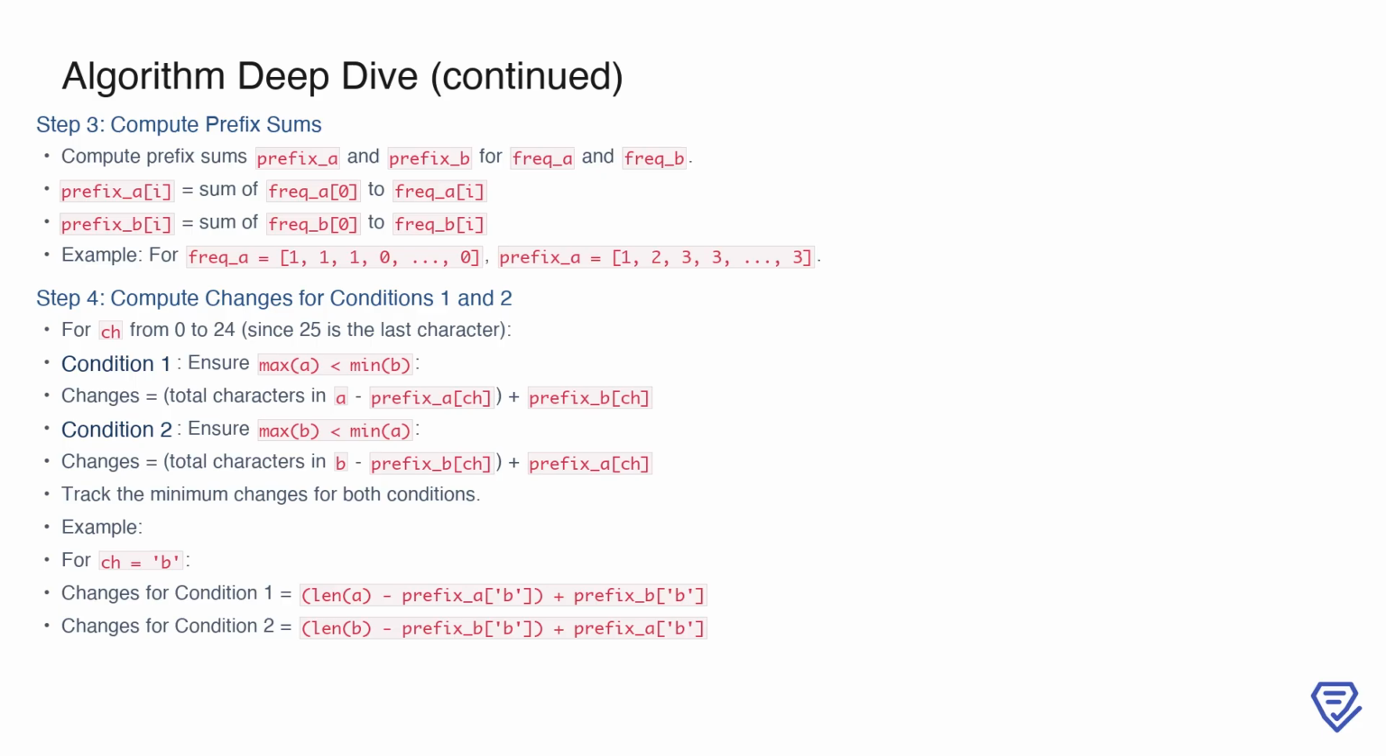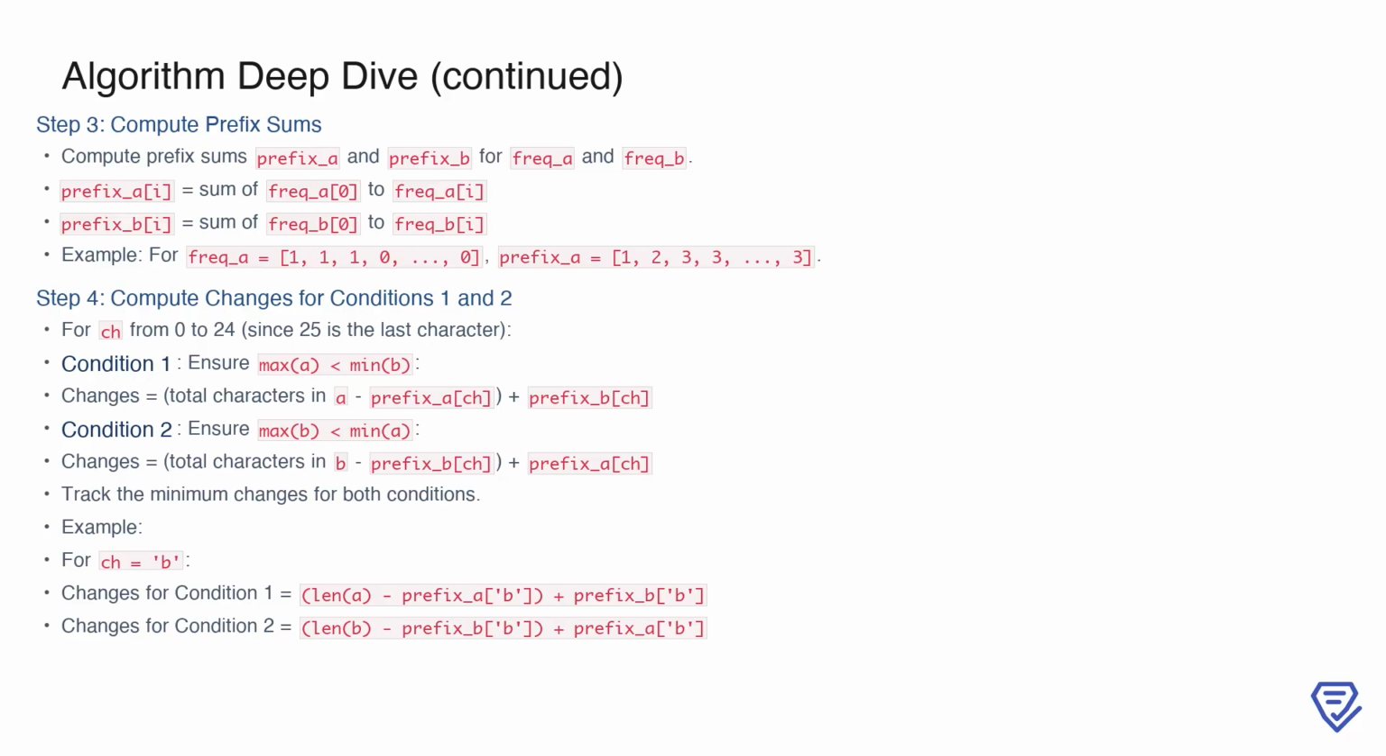Once the frequency arrays are set up, we compute prefix sums for both frequency_A and frequency_B. The prefix sum at index I represents the cumulative count of all characters from the start of the array up to I. For example, if frequency_A is 1, 1, 1, 0, 0, the prefix sum prefix_A will be 1, 2, 3, 3, 3.